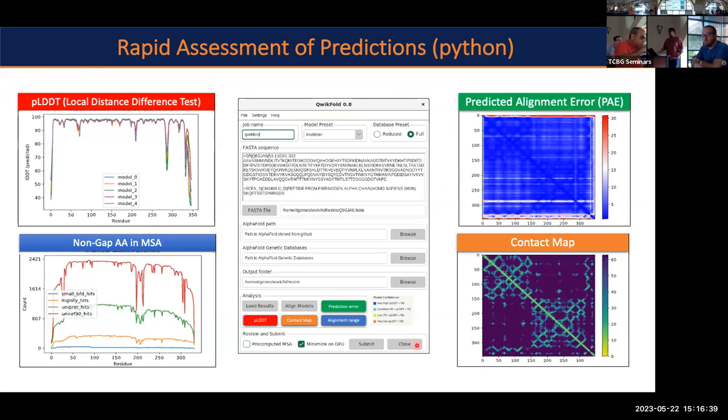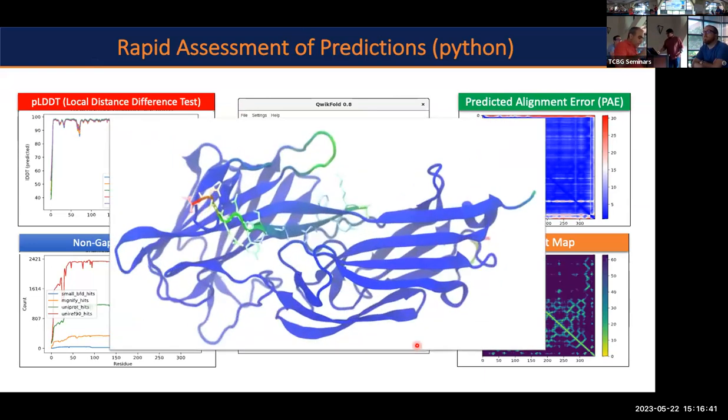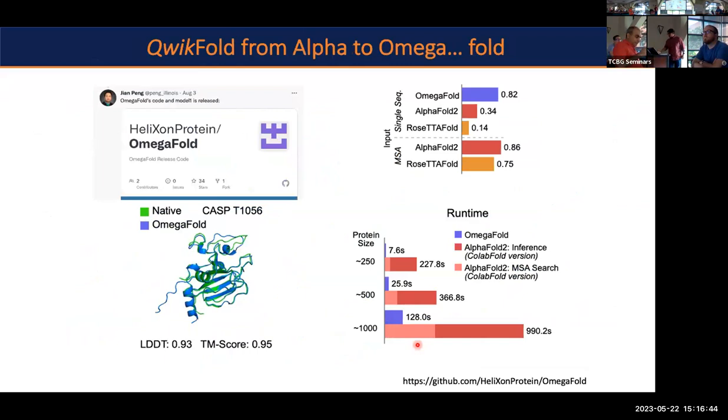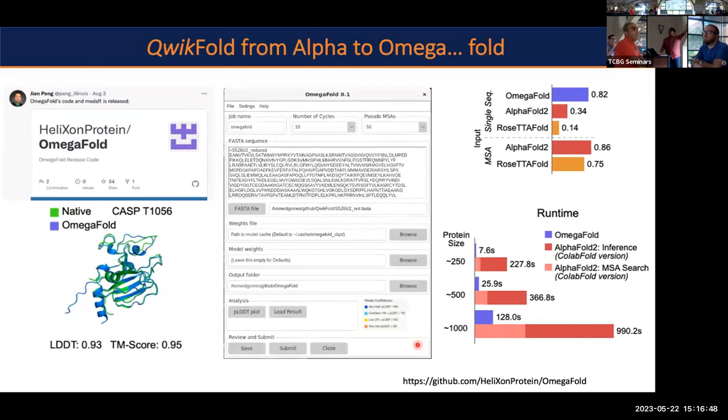If we have time later, I'll talk about my favorite baby, which I didn't show in my history. QuickFold also has a version for OmegaFold, which was developed here at this university. It's on GitHub. OmegaFold is much easier to install than QuickFold: just download the binary, compile the database once, and you're good. It runs super fast and makes pretty decent predictions based on the paper.